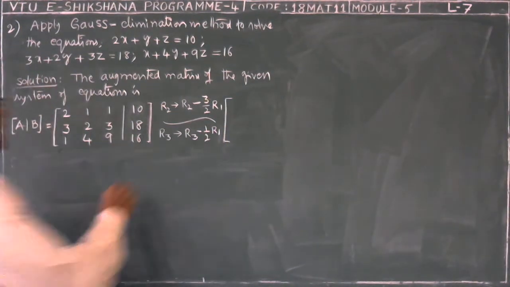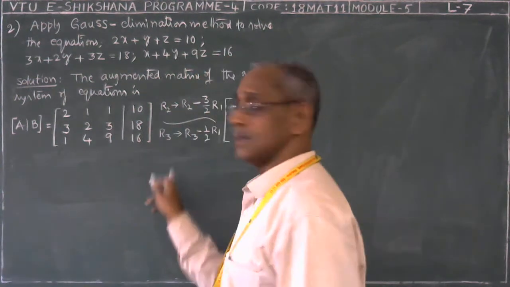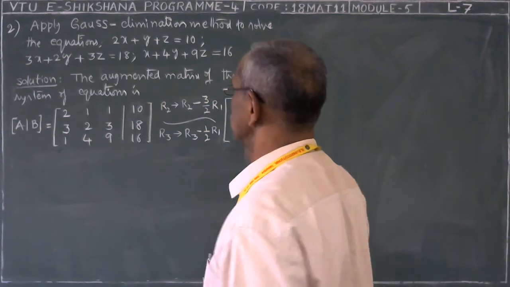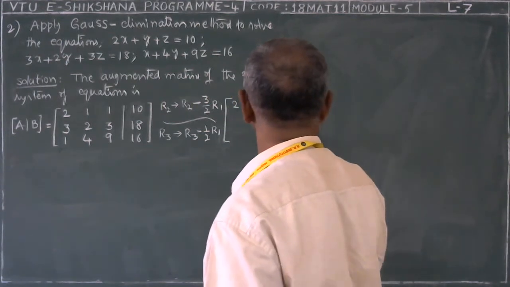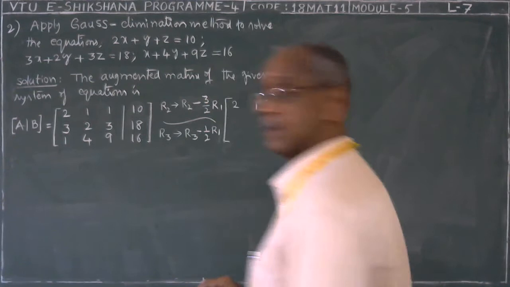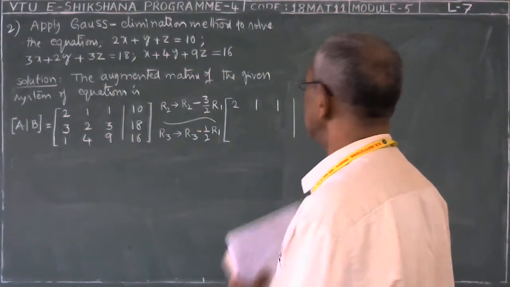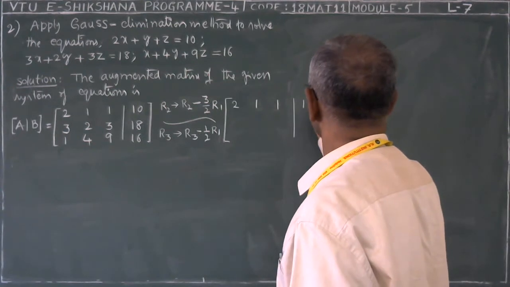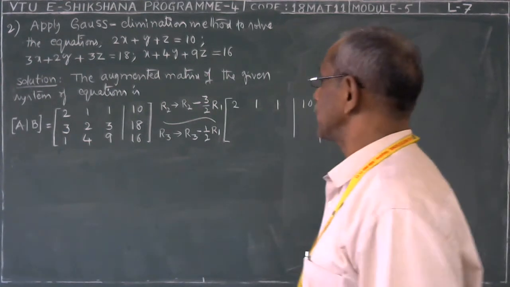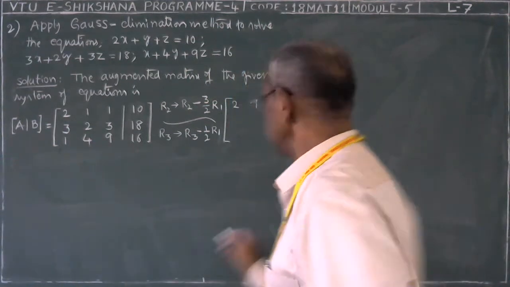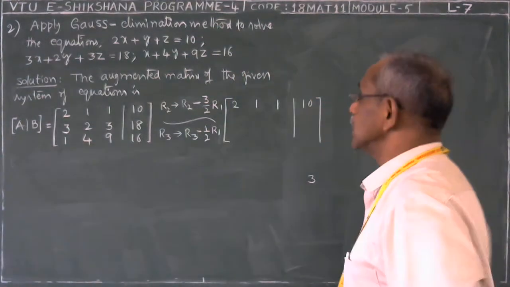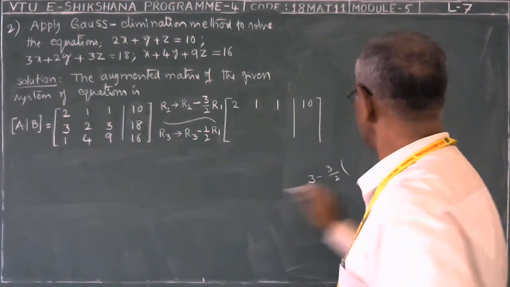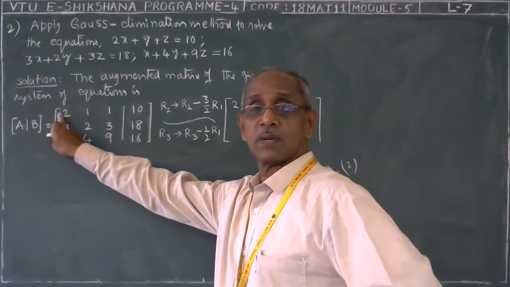And let us work out the elements with respect to these operations. So, row 1 is not changed: 2, 1, 1, 10. Now look at this element of 3 minus 3 by 2 times R1, corresponding R1 element is 2.